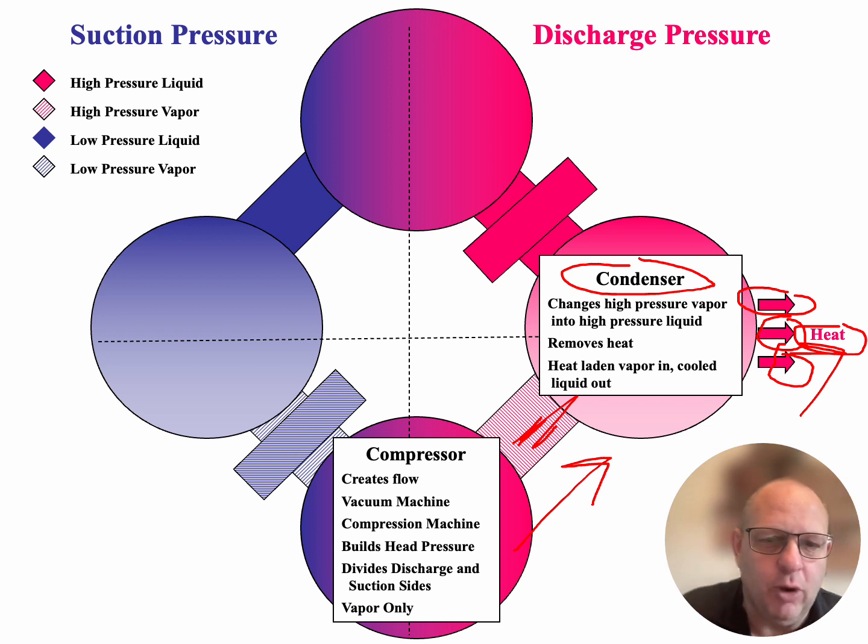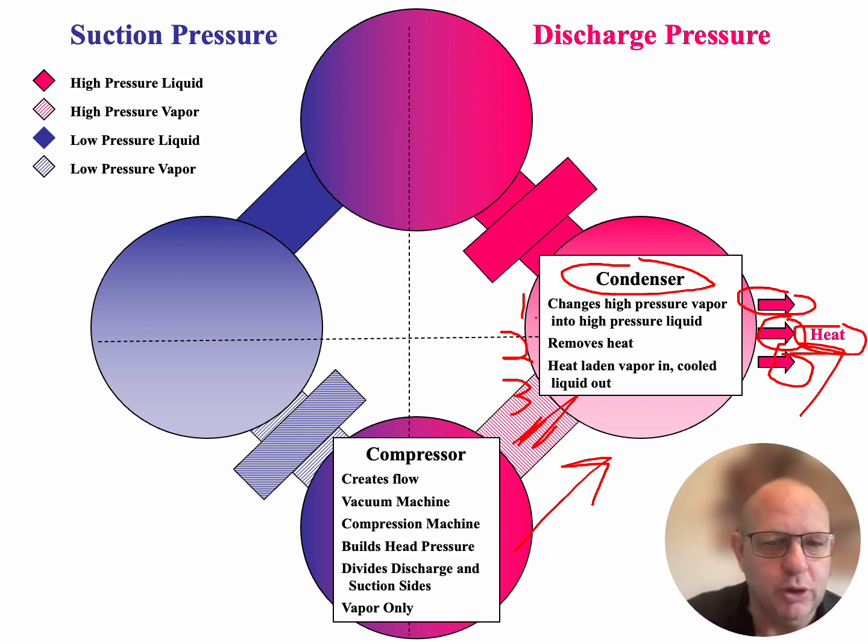Now there's three jobs that I want to look at the condenser actually accomplishing. Number one is the condenser changes a high pressure vapor into a high pressure liquid. The second job that the condenser has is removes the heat. And then the third job is it takes heat laden vapor in, and then as it is leaving the condenser, we are going to have cooled liquid coming out of it. Now, is it cold? Yes, it's colder than what it was coming in, but it is still a high pressure, high temperature liquid refrigerant as it's going to be passing on to our next component.